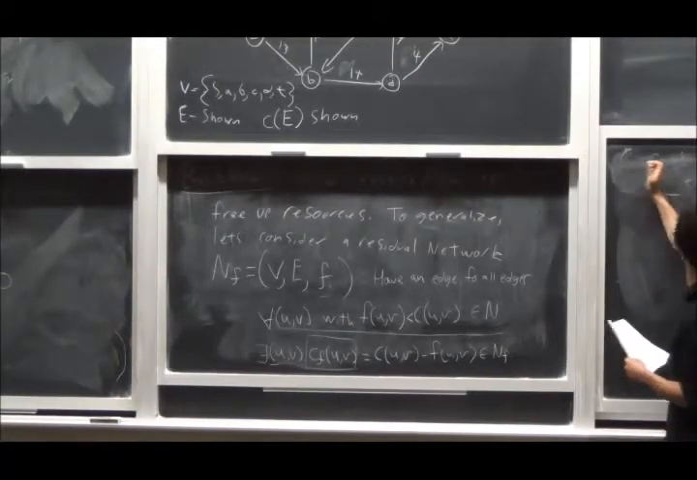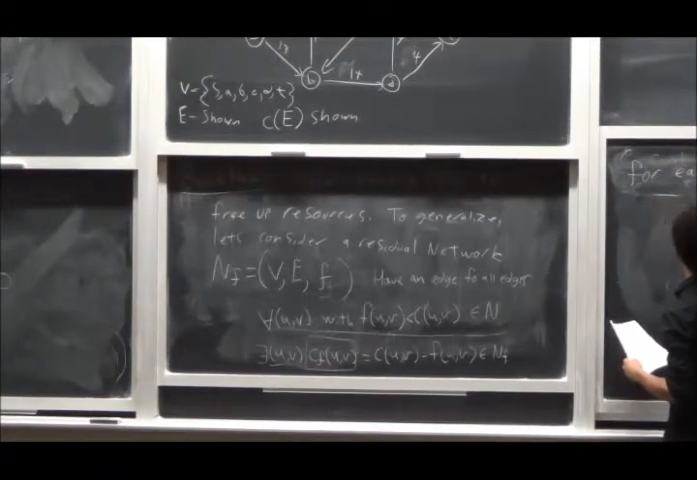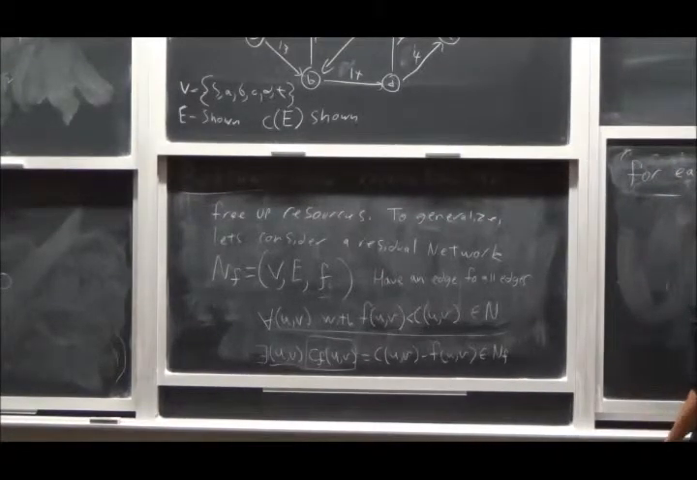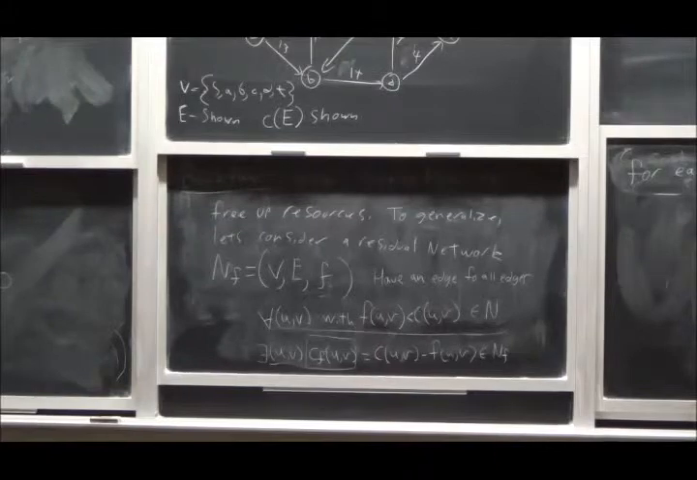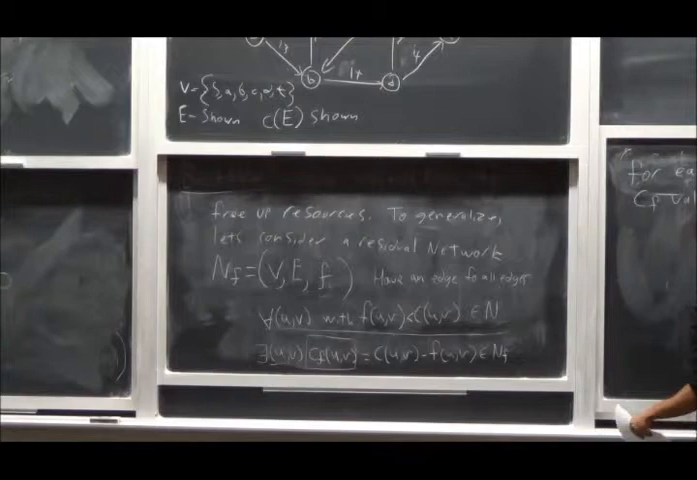So for each flow value, keep a representation. So we're just going to keep track of these residual amounts.